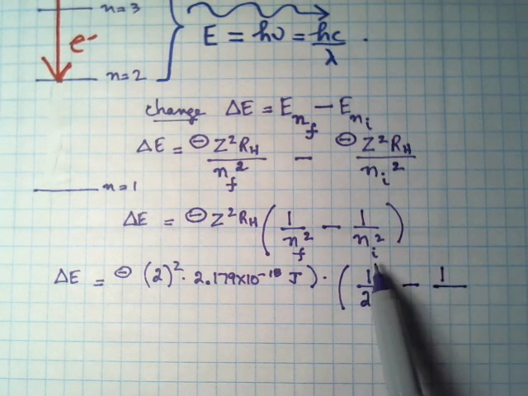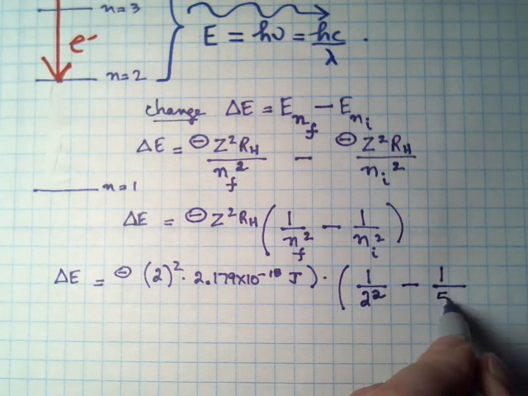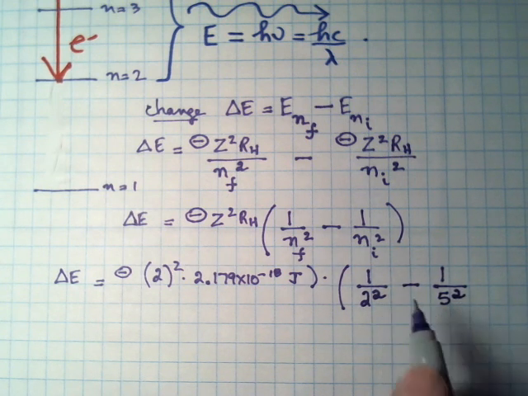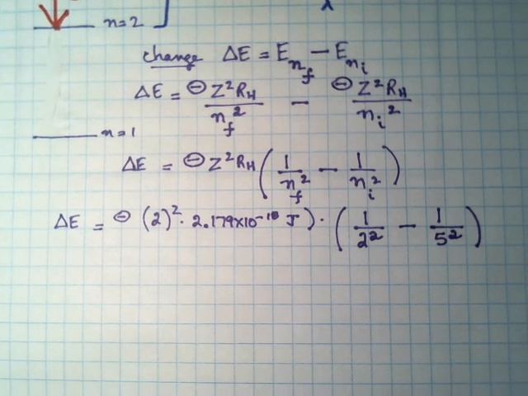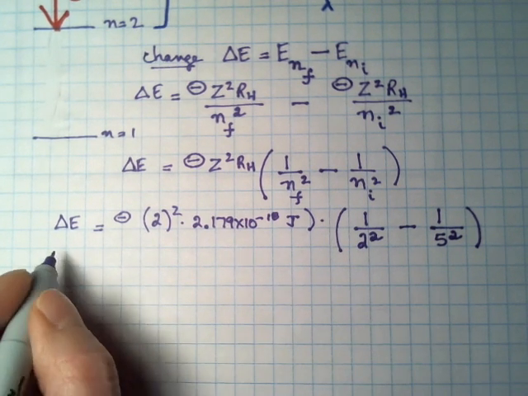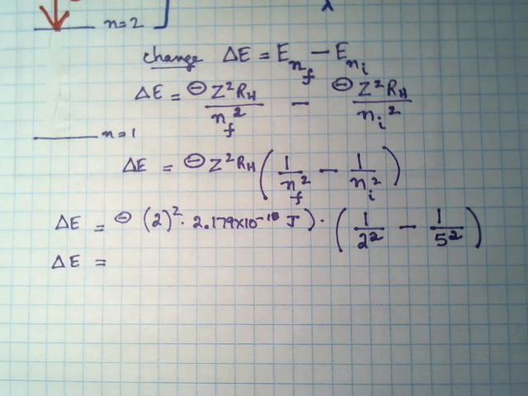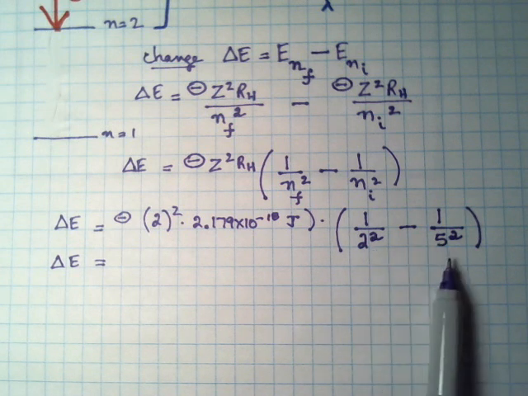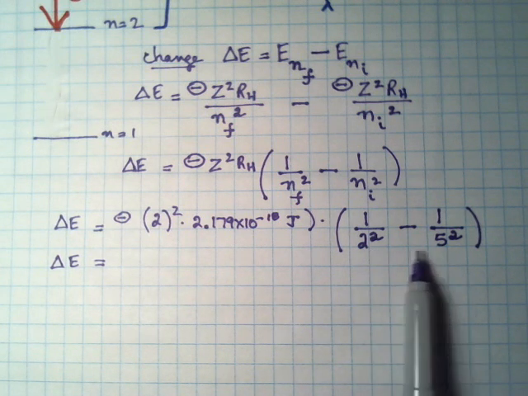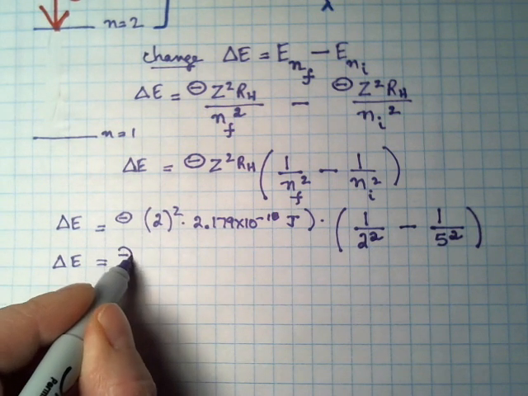And initially it started on the 5th level, from 5 to 2. So that's 25, or 5 squared. And I like to write it like this because I'm reminding myself as I've gone through this solution that I have remembered to square that value. Okay, punch this through your calculator. See what you get. So 1 over 4 minus 1 over 25. 1 over 25 is less than 1 over 4, so that's not going to be a negative value. So I know that I'm going to continue to have this negative sign.